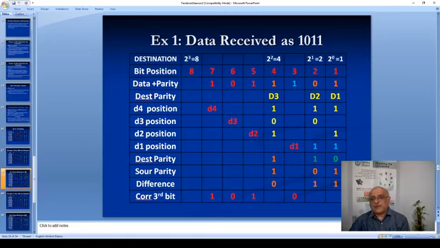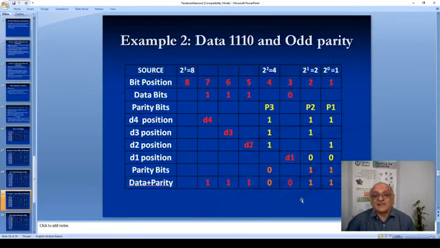What is the decimal equivalent of it? 0, 1, 1. What is the decimal equivalent of it? 3. That means bit position 3 is in error. Because it was 1, change it to 0. I have made the correction. Now correct data has been received: 1, 0, 1, 0. Right? Slightly confused? So let's take another example. Once again a similar situation, a different example.